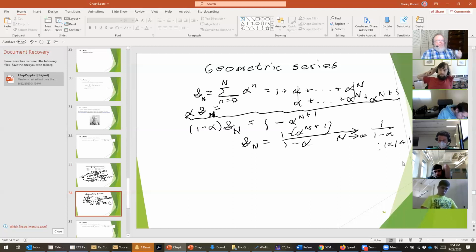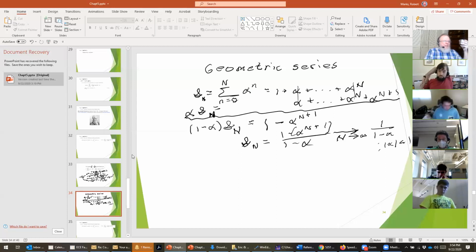Strictly less than 1. Does it work for alpha equal to 1? No, it doesn't work for alpha equal to 1, so let's just keep alpha less than 1. And this is true as long as the magnitude of alpha is less than 1. So this is the geometric series.